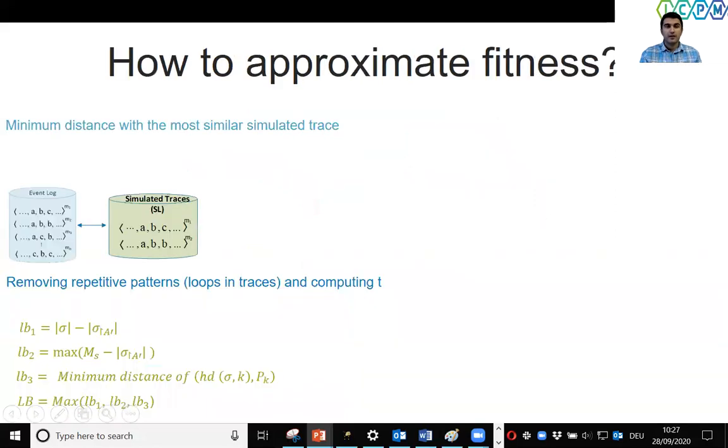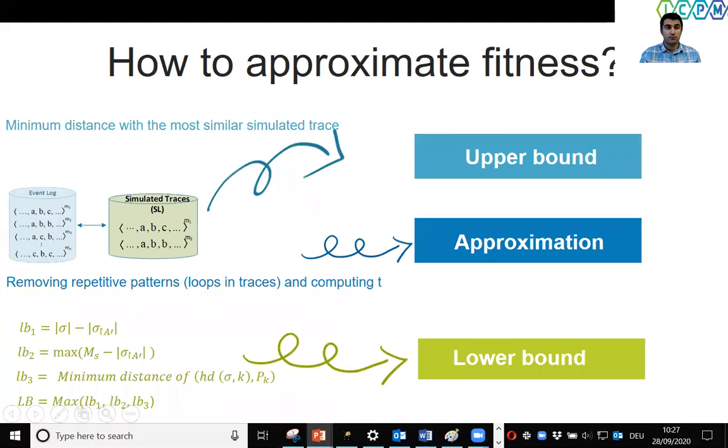And now I want to explain how, using this simulation, we can provide approximation and also bounds for the alignment cost. As I mentioned before, by using a subset of model traces instead of the whole model and the edit distance measure, we provide an upper bound for the alignment cost. For the lower bound, we return the maximum value of three possible lower bounds. You can see them in green here.